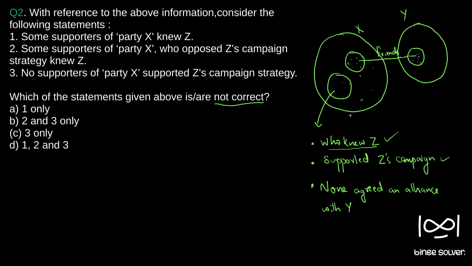such a way that statement 1 is a correct statement. So as per UPSC, this is a correct statement. Statement 2: Some supporters of party X who opposed Z's campaign strategy knew Z.